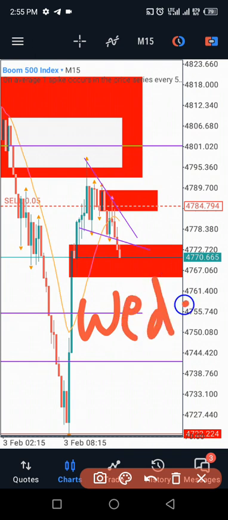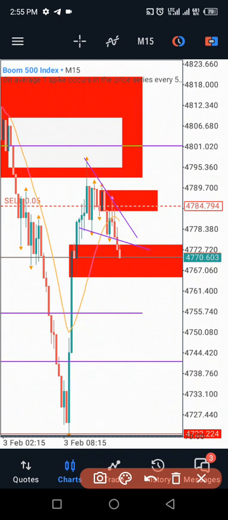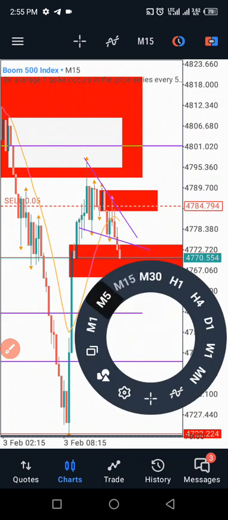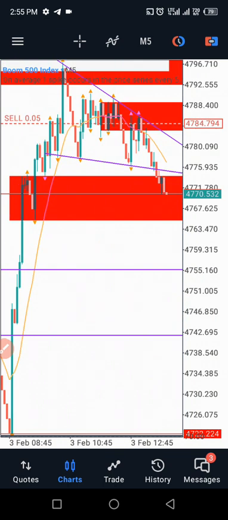Okay, so if you don't know what a wedge is, maybe in another video I will do a video on what a wedge is, and then you get to know what a wedge is. But this is how it looks. A pattern is created out of this wedge. So let me go to the 5 minutes time frame so that you can see it clearly.